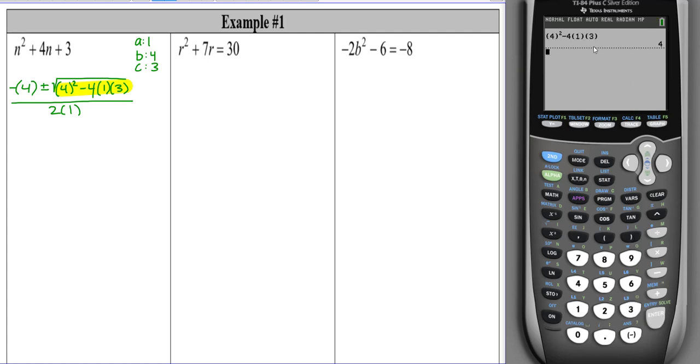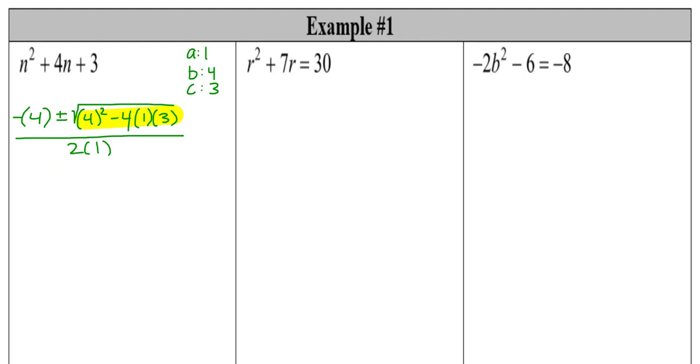Okay, so here I'm just letting the calculator do the work. Now, of course, if you didn't have a graphing calculator, you could just do it on a basic calculator. Just make sure you follow the order of operations. So this is going to end up being 4. We won't need the calculator anymore. I'm going to take this down and write that 4 underneath the radical. So we've got negative times 4, which is negative 4.